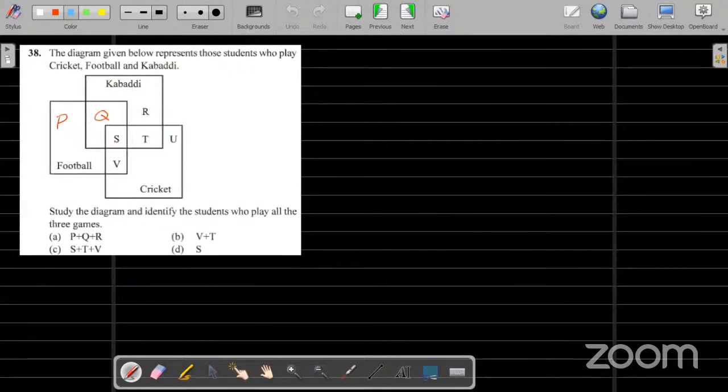And in that question, the question was missing two letters. I completed that question. The diagram given below represents those students who play cricket, football, and kabaddi. So all three games. So the portion that is common to all three can be taken. So that will be this portion, right? Only this portion is common to all.